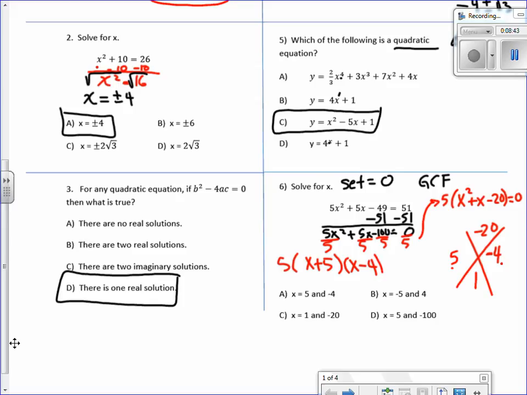Now, what a lot of people were doing is they were using these 2 numbers, the 5 and the negative 4, as their solutions, but you can't do that. Remember, in order to solve it, you've got to set each factor equal to 0. That's the zero product property. And then solve for x. You're always getting x by itself when you're solving.